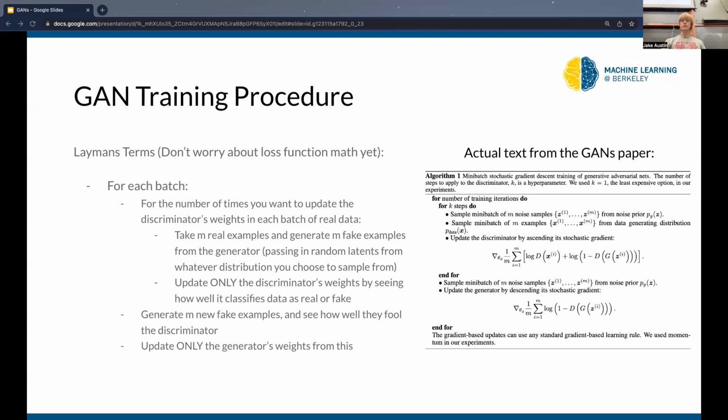Are there questions so far on GANs or this idea, training procedure? Yes, friend.